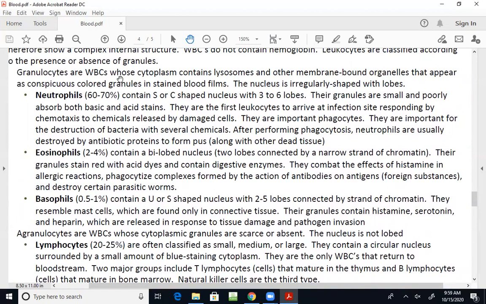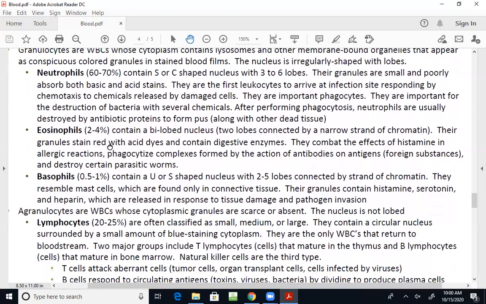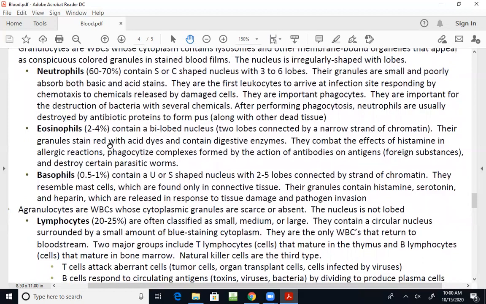Okay. Granulocytes, think of them as looking grainy. Another feature of them is that the nucleus is typically irregularly shaped and has some lobes to it. I'll talk about that here with each of these.